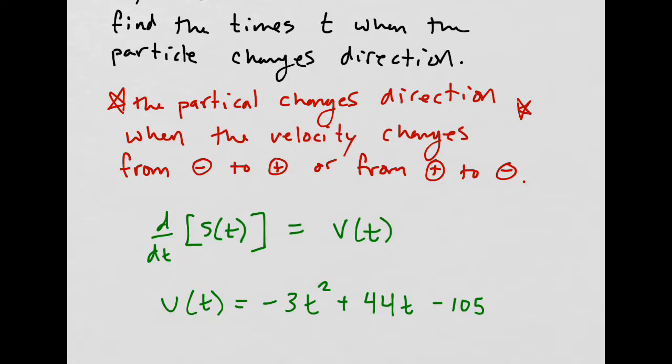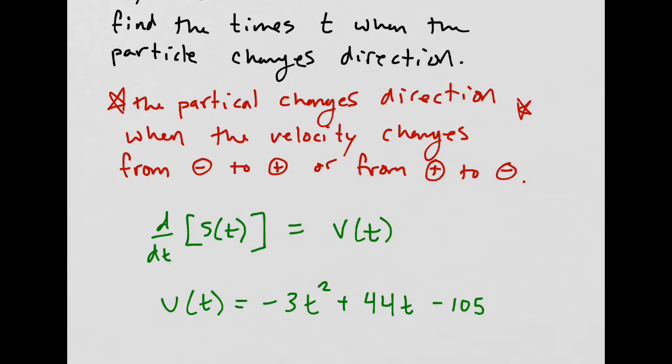Let's find out when the velocity is 0, because that's potentially where it's changing from negative to positive or positive to negative. We'll have to test it out, because it could be the case where the particle is moving forward, like from position 0 to 1 to 2, and then it stops for a little bit, and then it continues moving forward. So it didn't change direction, although maybe it slowed down to 0 velocity. But it has to go from negative to positive or positive to negative.